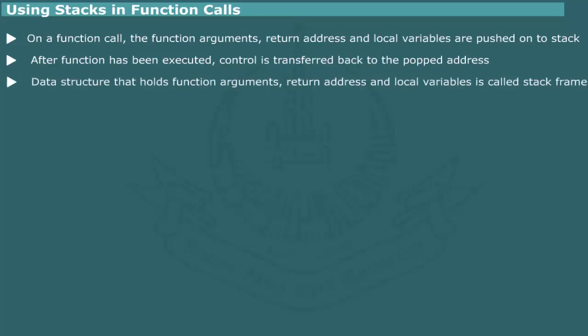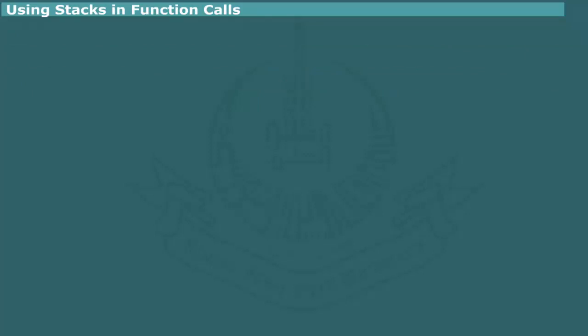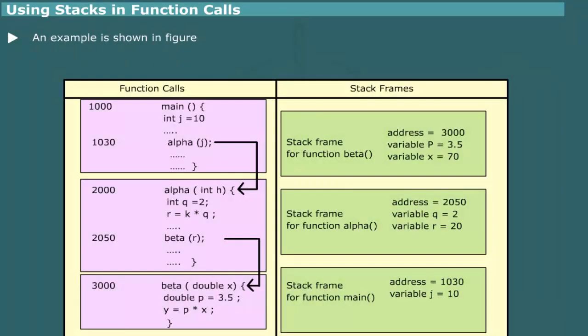A data structure that holds the function parameters, local variables, and the return address is commonly known as a stack frame. Almost all compilers for high-level programming languages make use of stack frames to process function and subroutine calls. An example of function calls and working of stack frame is shown in the figure.